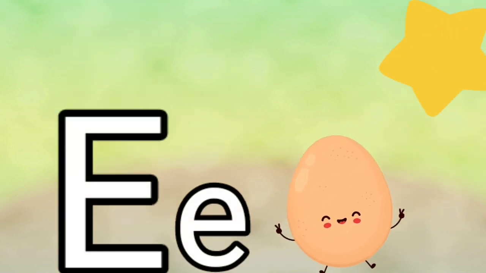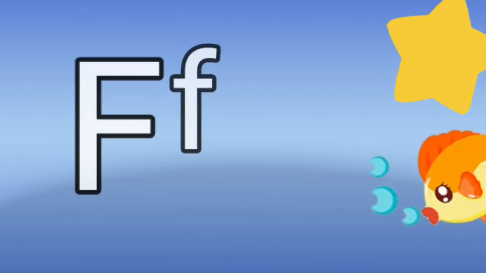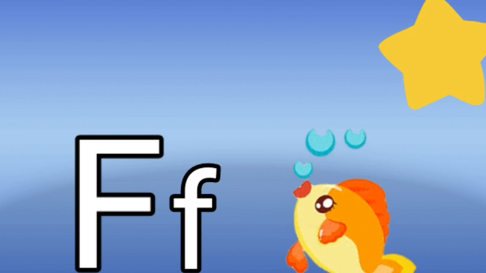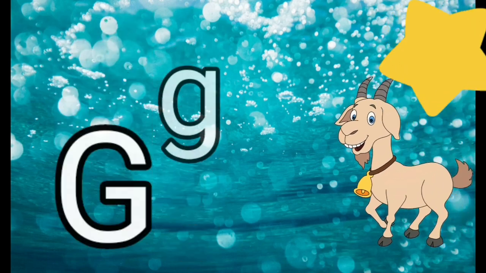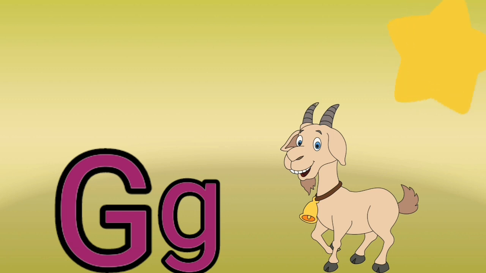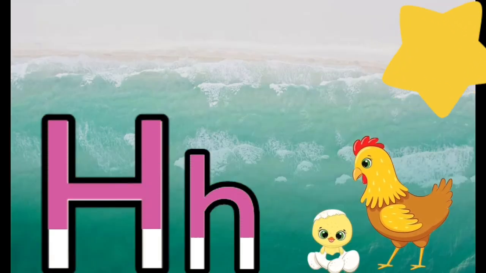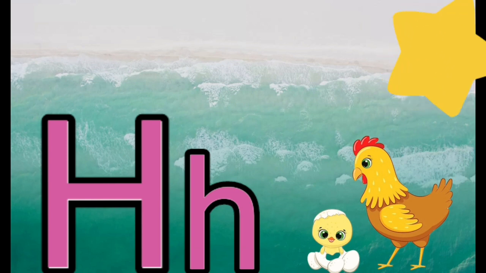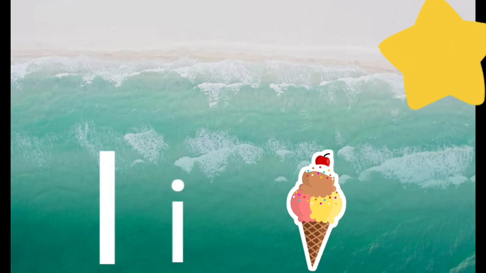D, dog. E is for egg, egg, egg. E, egg. F is for fish, fish, fish. F, fish. G is for goat, goat. G, goat. H is for hand, hand. I is for ice cream, ice cream.